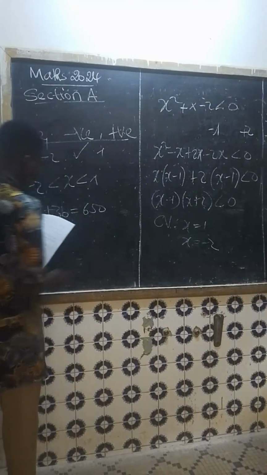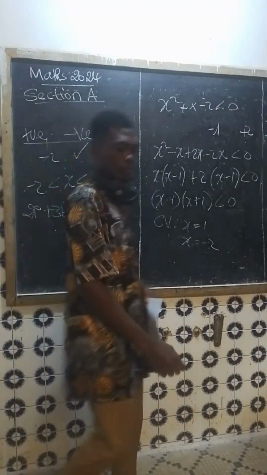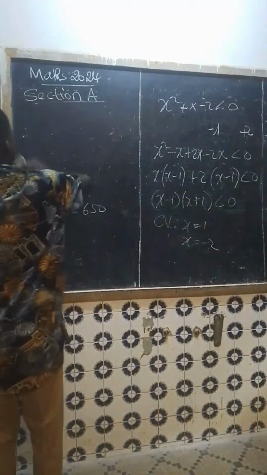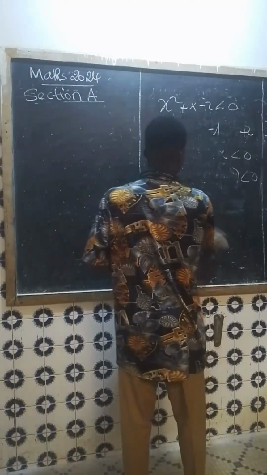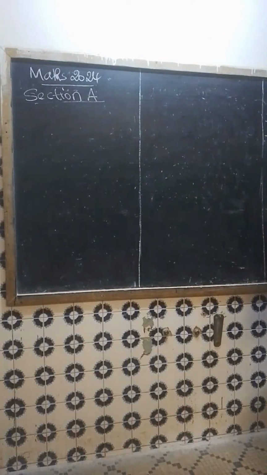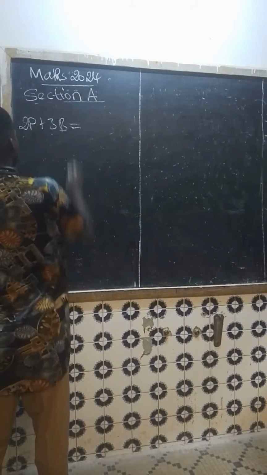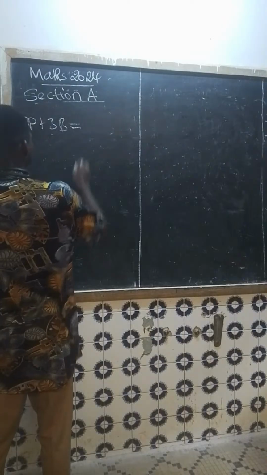There's no space, so we need to manage it. Where should I solve? I wanted to manage the space, but it's very little. Now, 2 pens, 3 books costs 650.